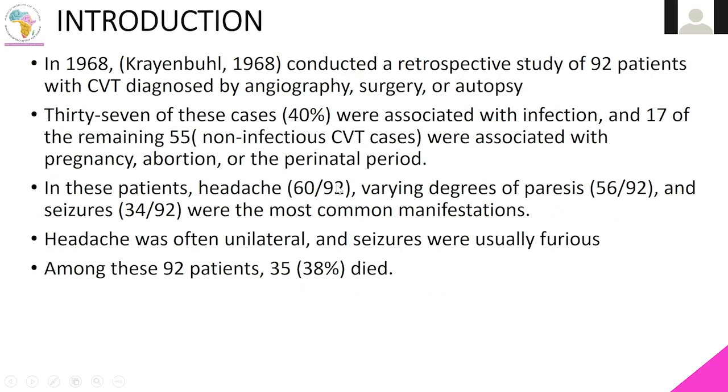In 1968, Kraibu, sorry for the pronunciation, conducted a retrospective study of 92 patients with CVT diagnosed by angiography, surgery, or autopsy. In that study, 37 of these cases, that makes 40%, were associated with infection, and 17 of the remaining were non-infectious cases which were associated with a pregnancy, abortion, or the perinatal period.